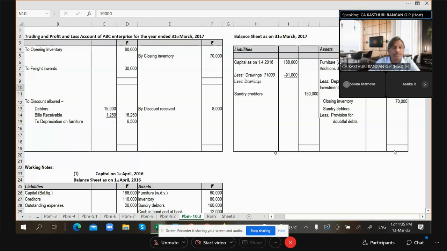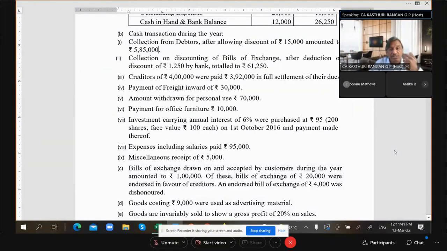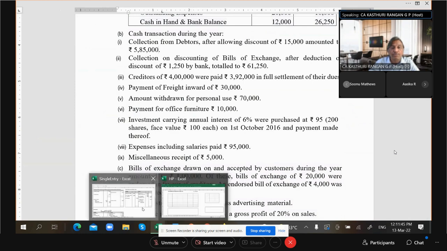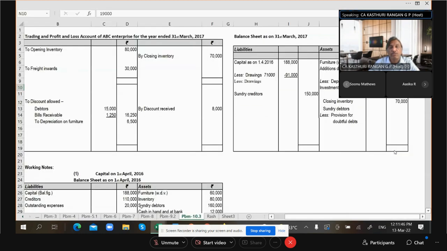So from October to March, interest accrued should be recorded because they have not received any interest. So what is the interest accrued? That should be shown as an asset. What is the interest accrued? 600 rupees. How I got that number? Like this. By interest on investment, 600. How I got that number? 20,000 is the face value.